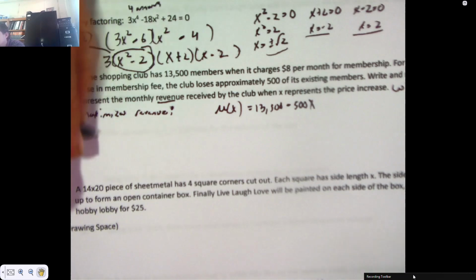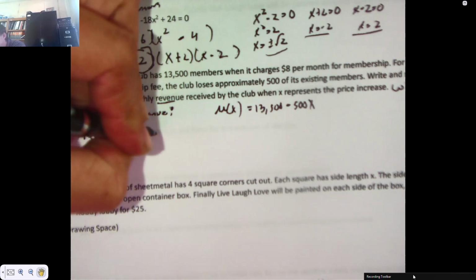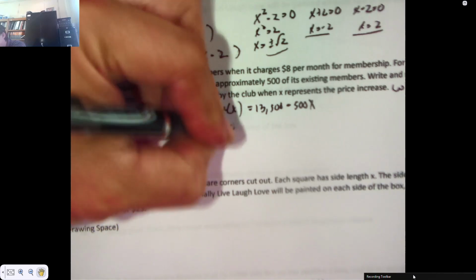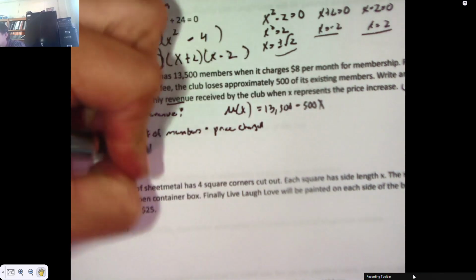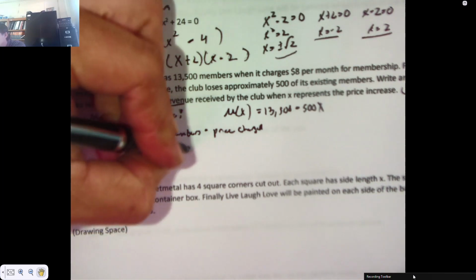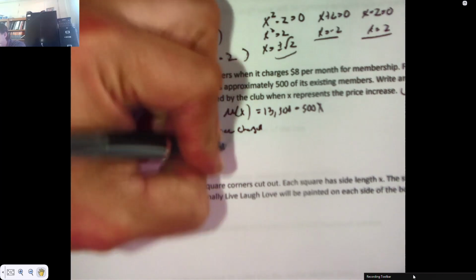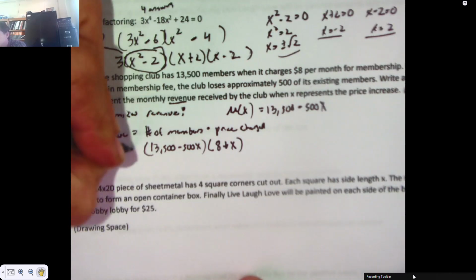I want revenue. Revenue is going to be the number of members times the price you charge. Now, the number of members you have is this guy right here, 13,500 minus 500x. We're going to multiply it by the price you charge. The price you charge is going to be $8 plus whatever increase. I hope that makes sense. You charge 8 and you're thinking about adding to it. So there's your price you charge. This is your revenue as a function of X.